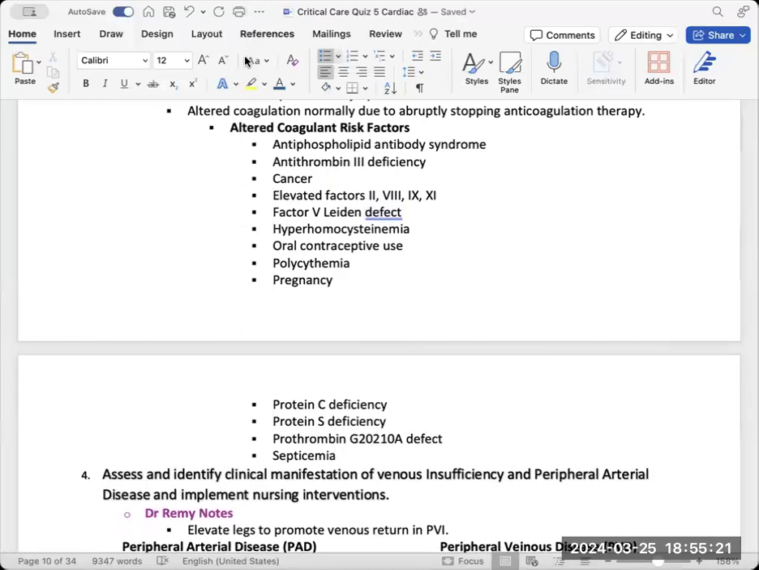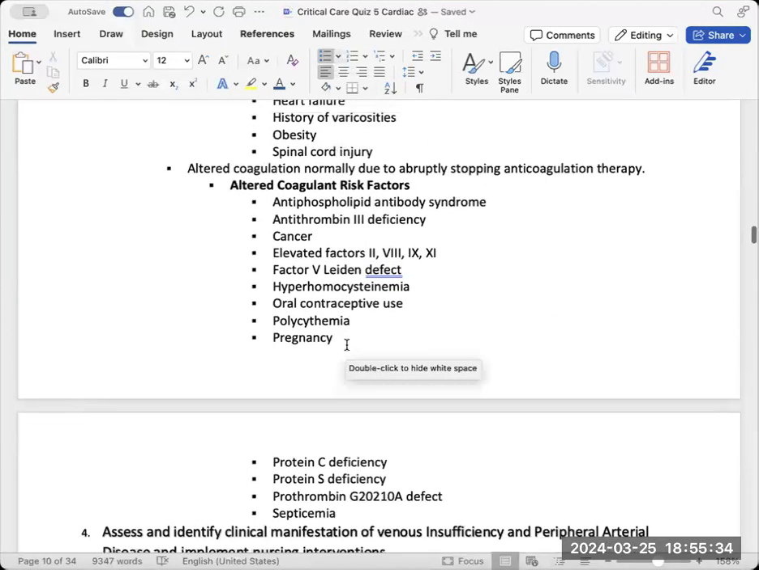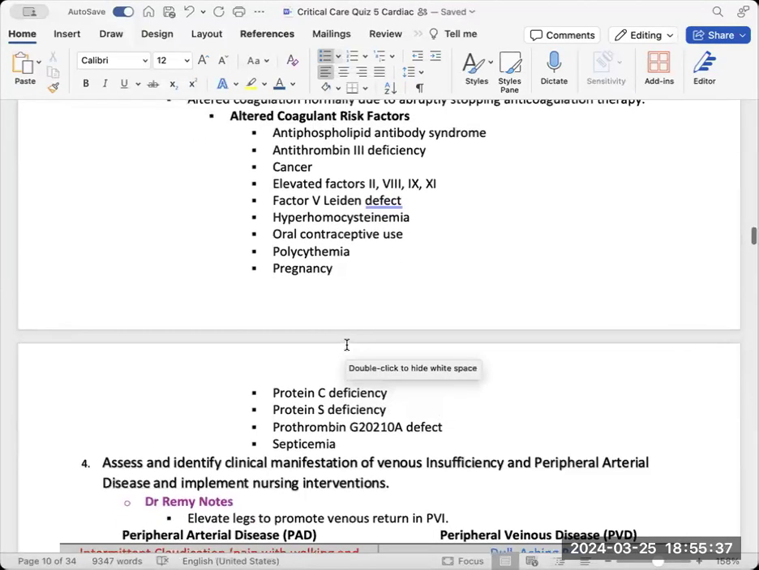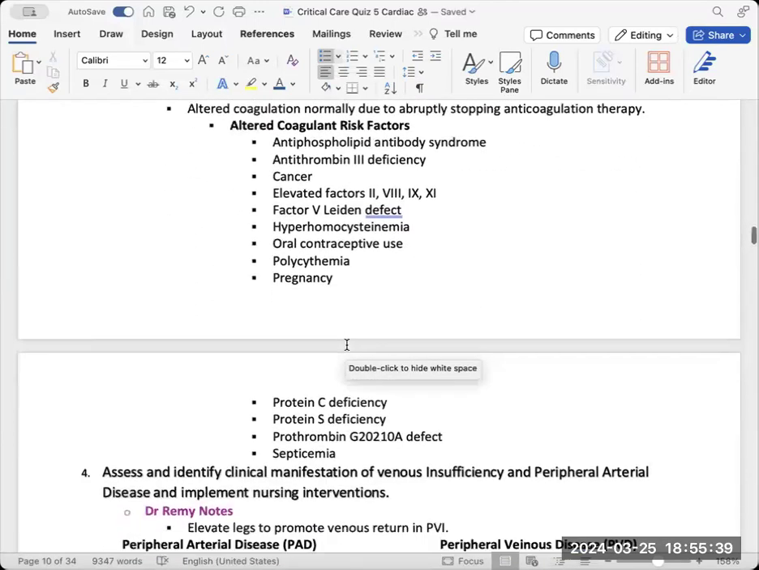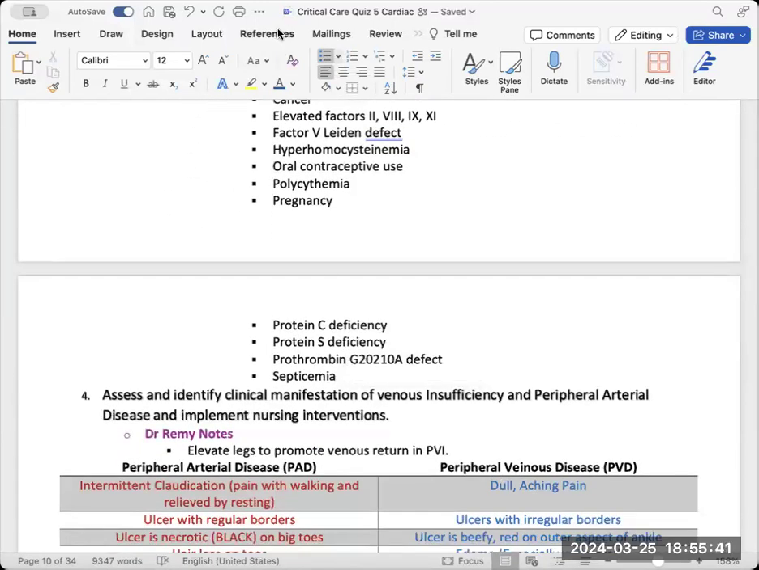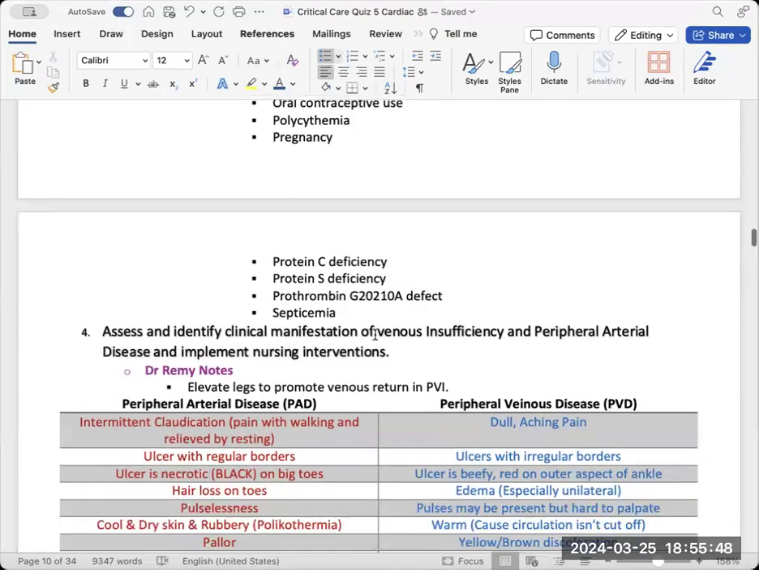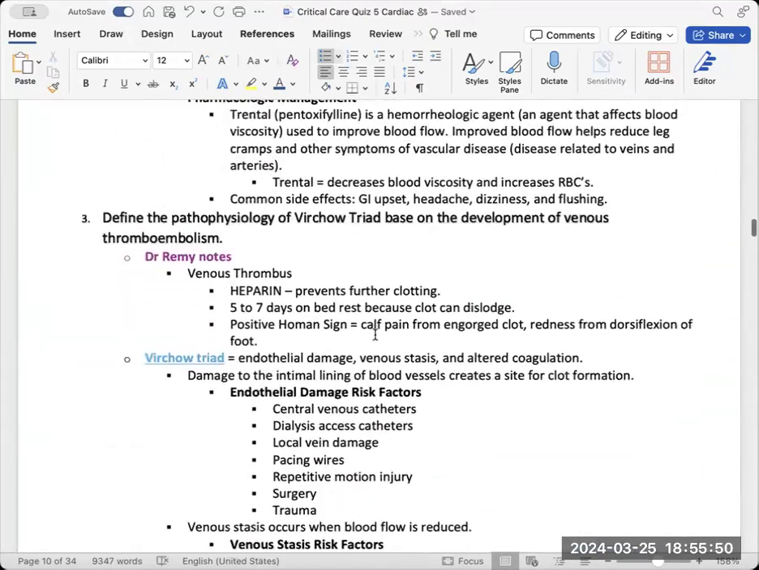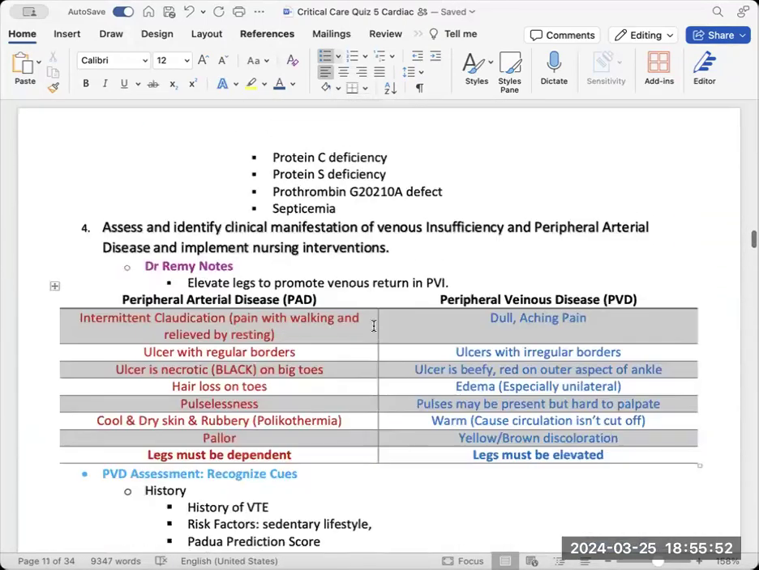And altered coagulation can come from things like, as Dr. Remy said, cancer, pregnancy, oral contraceptive use, also being a smoker, or being a postoperative patient, things like that. So those are all the things we want to think about for Virchow's triad, which causes a venous thromboembolism: endothelial damage, venous stasis, or blood flow not getting to the heart, and altered coagulation. Okay, yeah, that's it. All right, I didn't miss anything.